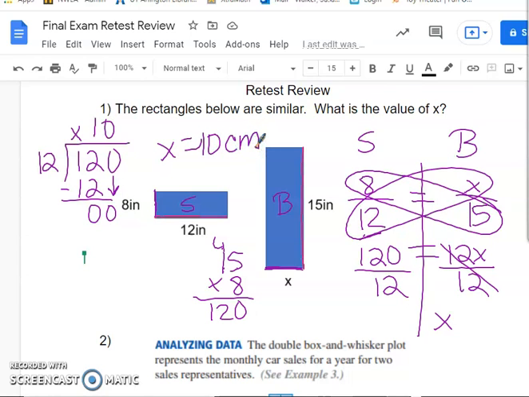Now, on the test, just put 10. Okay? It's going to say, like, don't put x equals, don't put centimeters, just put the number. So I don't want to confuse you, but just put that. That will make it easier.